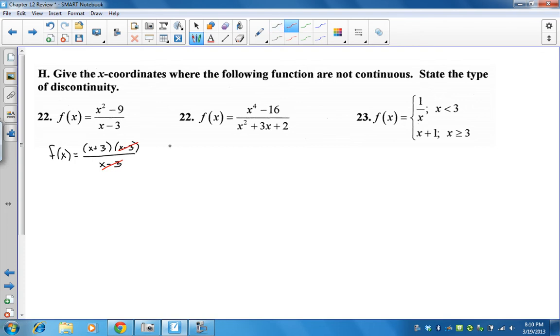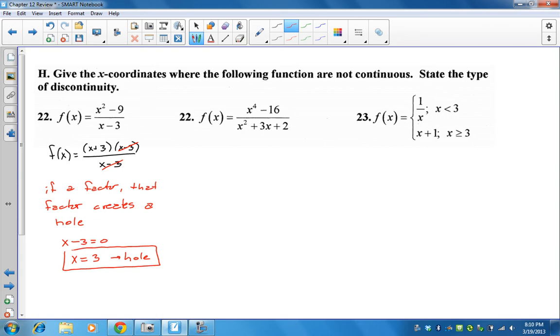And when something cancels, that creates a hole. So if a factor cancels, that factor creates a hole. And the way you find where the hole is, you simply set that factor equal to 0 and you solve, and this function has a hole at x equals 3. So there's number 22, and there's nothing else.